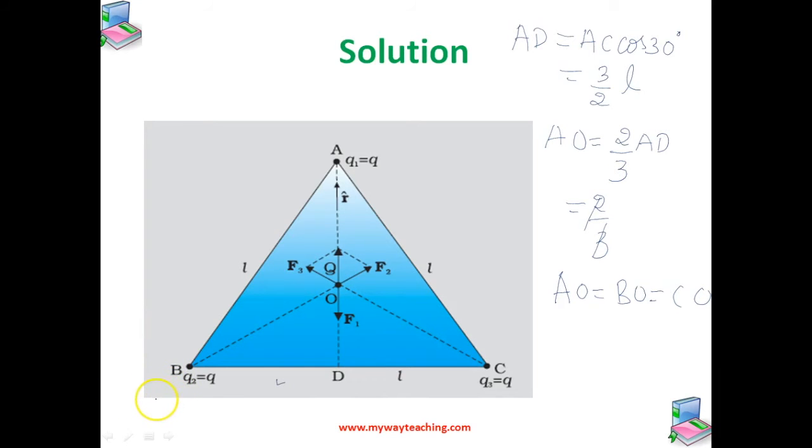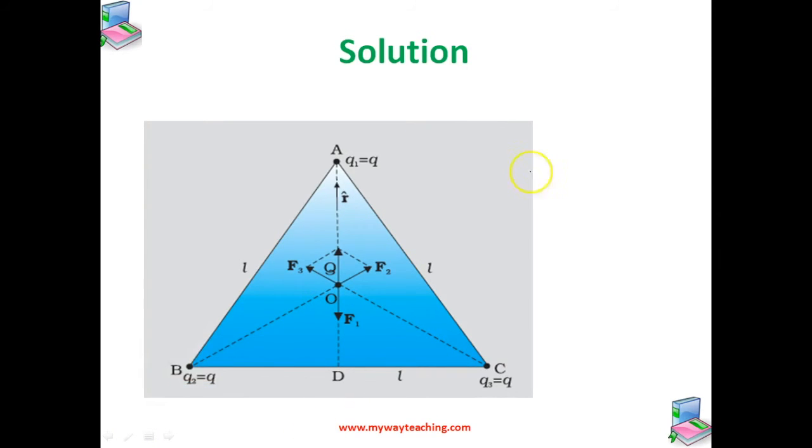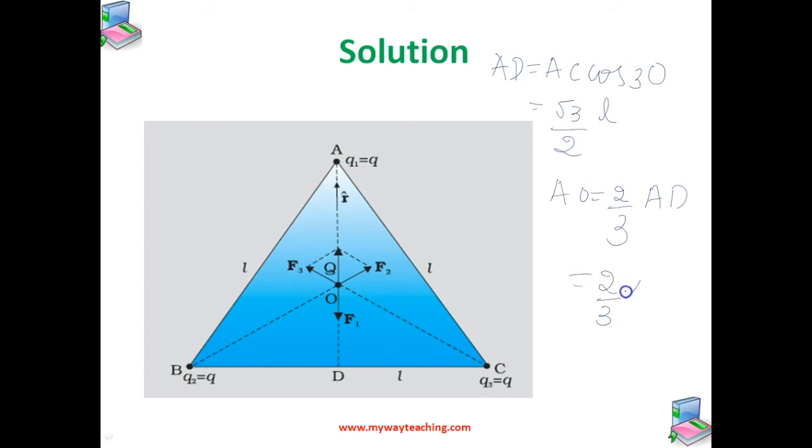Now let us find the force. See here, cos 30 is root 3 by 2. So AD is equal to AC cos 30, and cos 30 is root 3 by 2 and AC is L. And AO is given by 2 by 3 of AD. We know the value of AD, that is root 3 by 2 into L. So AO is given by 1 by root 3 into L.